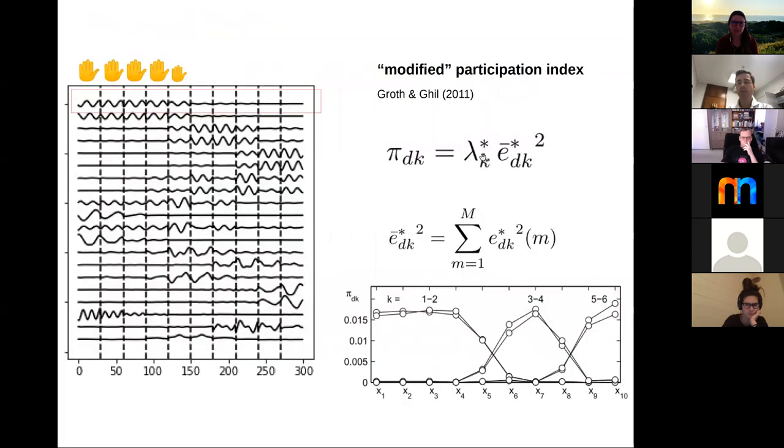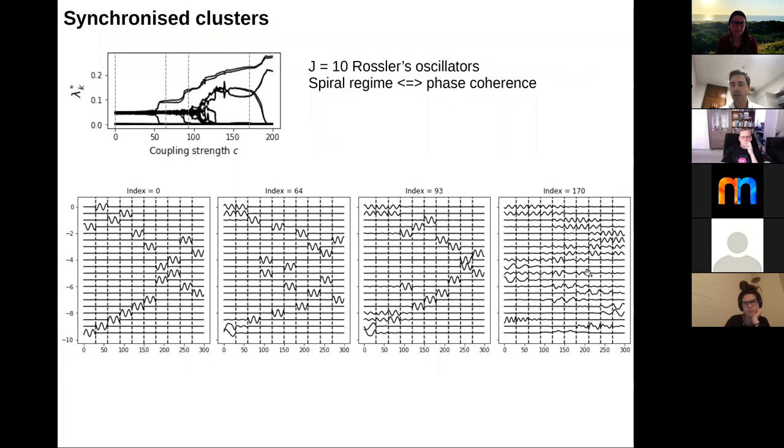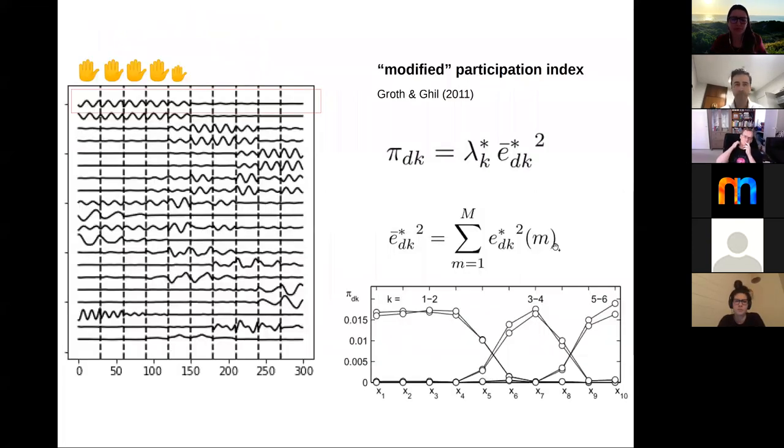Now I'm going back to the modified participation index as proposed by Groth and Gill. For this I'm using this scenario here. So first consider the first eigenvector here. The participation index is like you are assessing or measuring which system is raising its hand for a given oscillatory mode. So this first eigenvector represents one oscillatory mode.